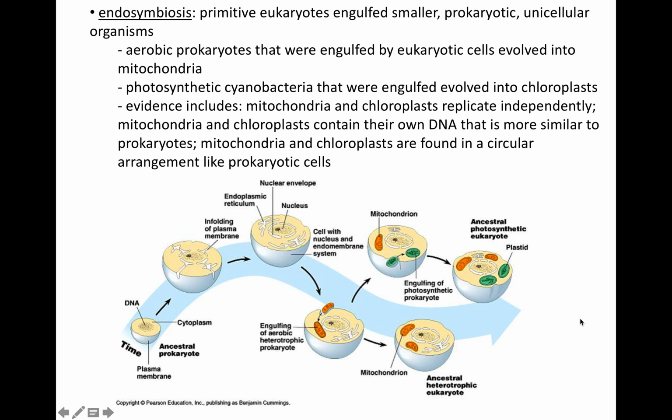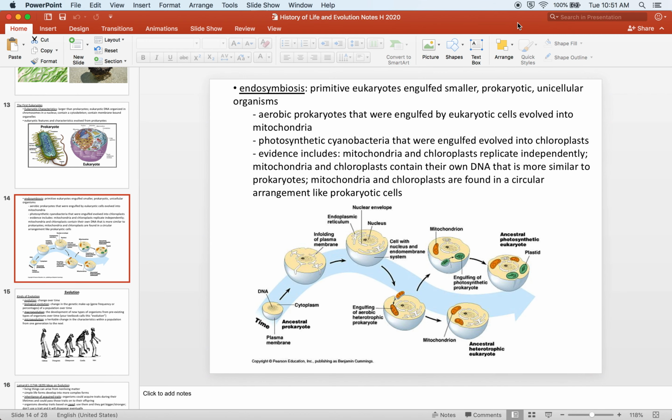So this goes back to Unit 2. You may remember. What's the evidence for this? The evidence is that chloroplasts and mitochondria have a lot of similarities to bacteria. They replicate independently. They have their own DNA. They're found in circular arrangements like prokaryotes. So they have a lot of similarities to prokaryotes. Right? We are officially done with the history of life on Earth. I will set up a second lecture, which will be evolution.